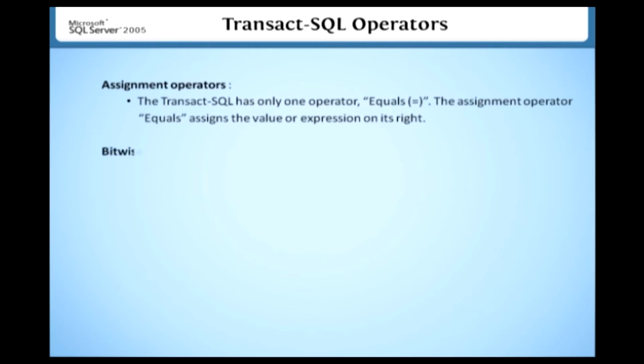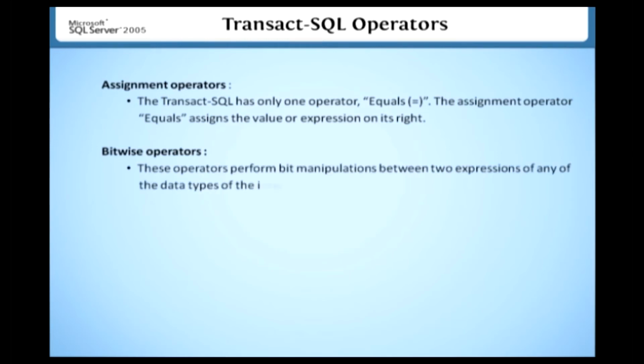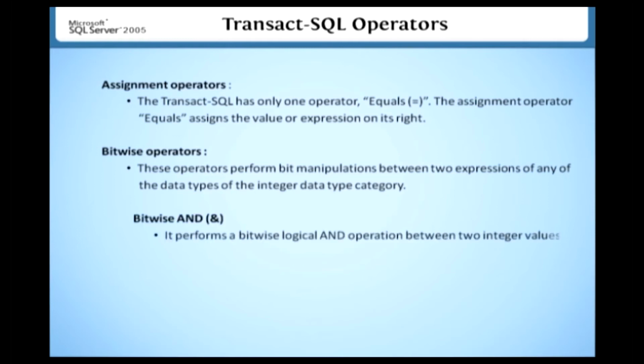We will see bitwise operators. These operators can perform bit manipulations between two expressions of any of the data types of the integer data type category. Types of bitwise operators are bitwise AND. It performs bitwise logical AND operation between two integer values. Let's see the syntax.